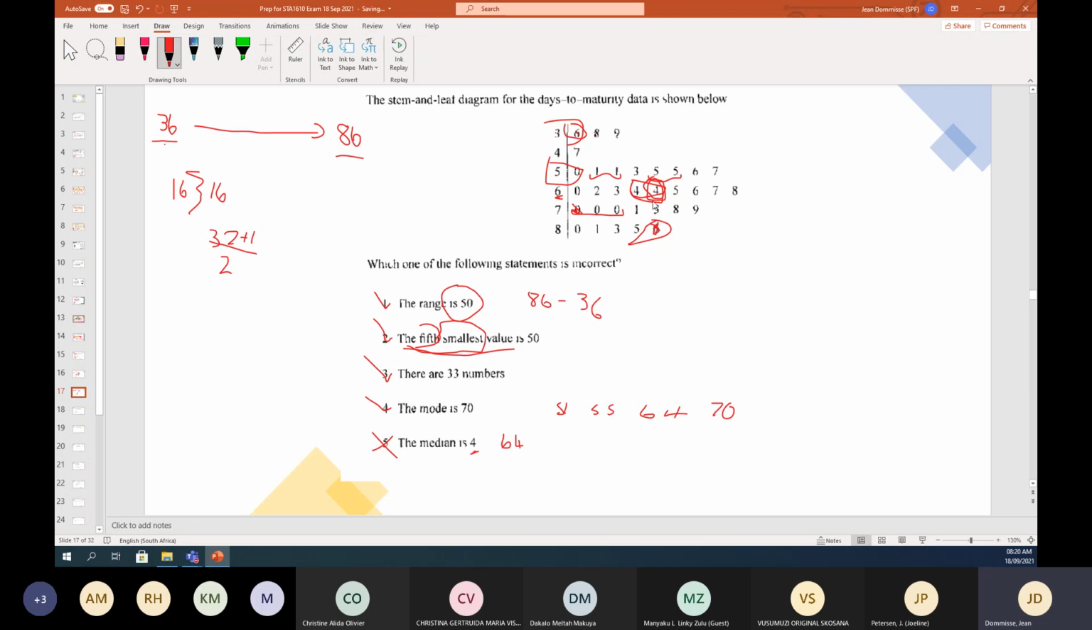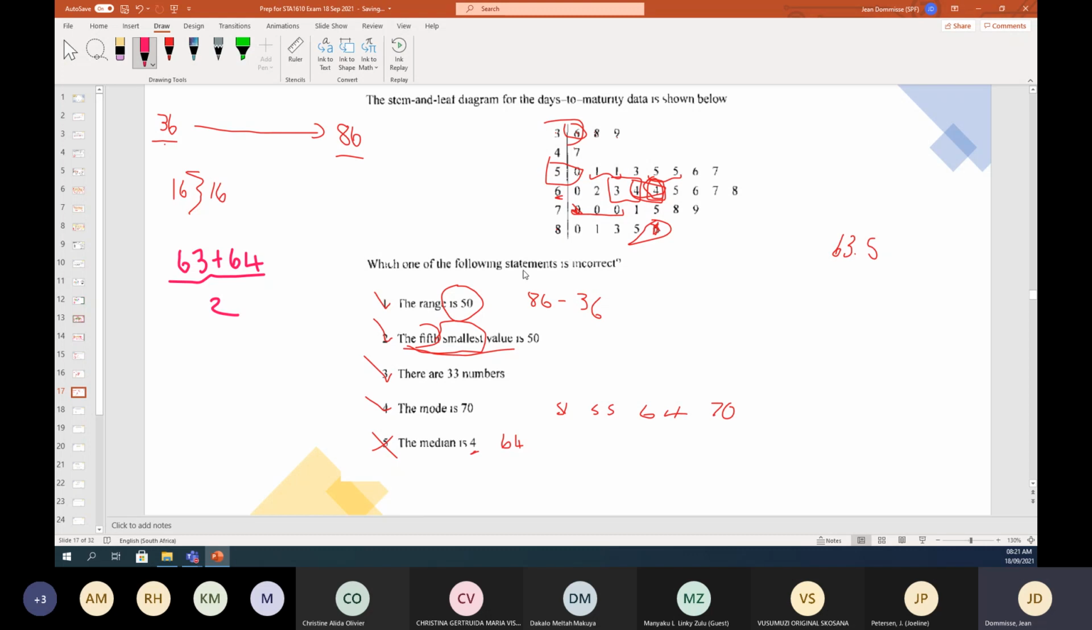In this instance, it was the same. But if it was between those two numbers, it will actually be 63.5, so that it is between 63 and 64. So you will basically add the 63 plus the 64 and divide it by 2.